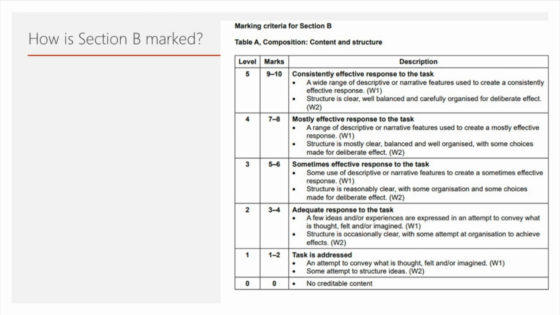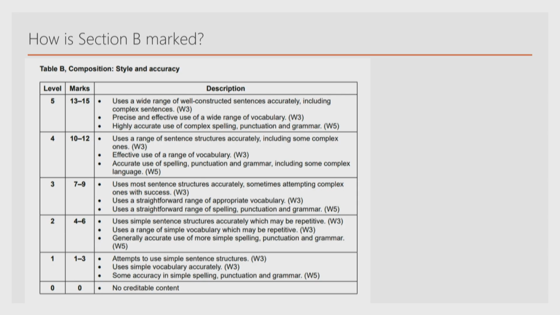10 marks are available for content and structure, as shown on screen. This looks at the use of descriptive or narrative features, as well as the overall organization of the writing. Then, 15 marks are available for style and accuracy. These assessment criteria look at the range of sentence types used, the range of the vocabulary, and the level of accuracy of the spelling, punctuation, and grammar.